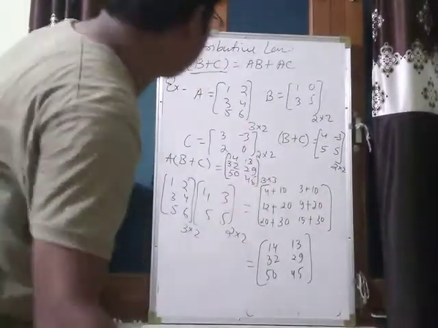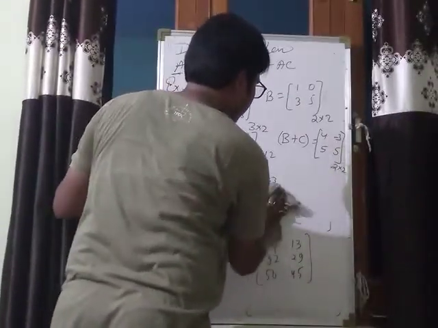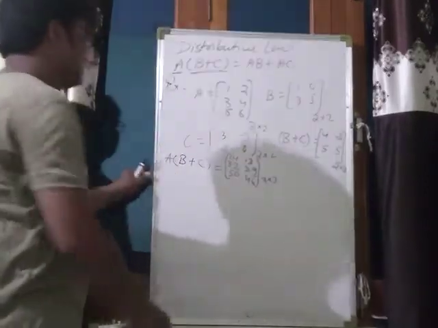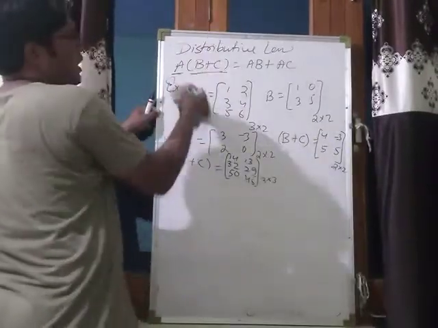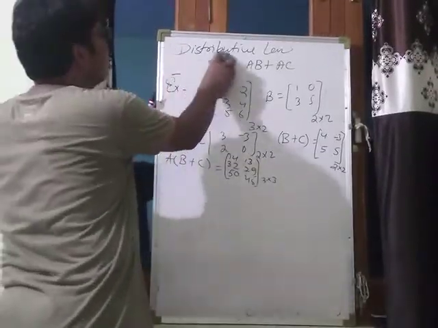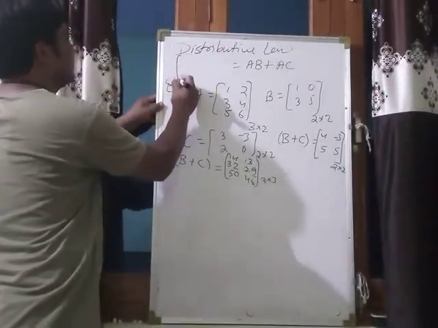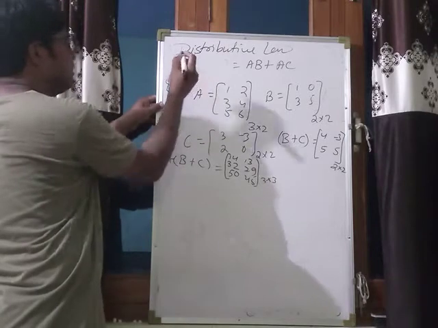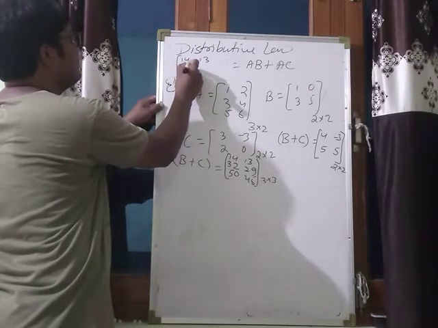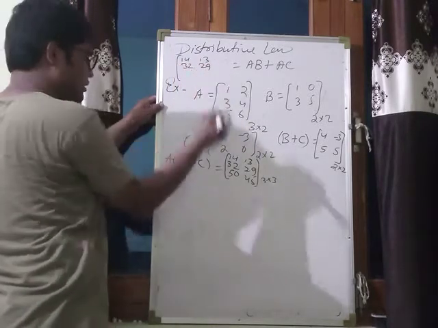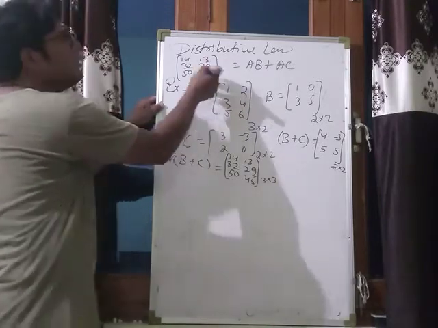Okay. So now we have to find out here A into (B plus C). So see, A into (B plus C) is here. I am going to write here A into (B plus C). A into (B plus C) is 14, 13, 32, 29, 50, 45. That is A into (B plus C).